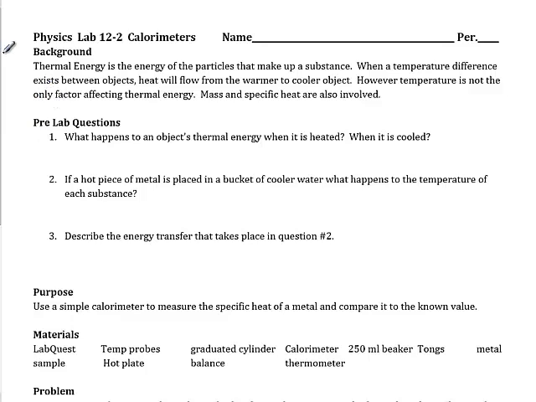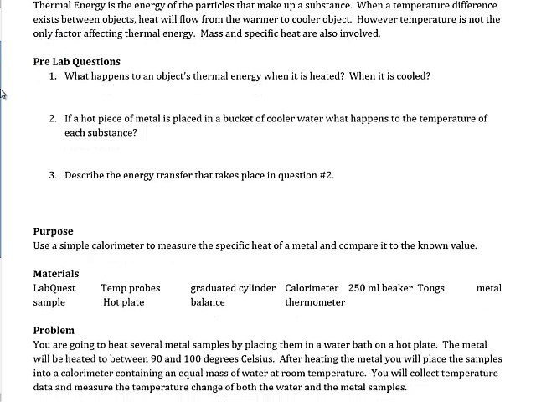Yesterday you guys did this calorimetry lab where you had to measure the energy gained and lost by substances to figure out the specific heat of a metal, and then we compared that to the accepted value to see what happened. Okay, so just quick pre-lab questions, I'll run through these. What happens to an object's thermal energy when it is heated and when it is cooled?